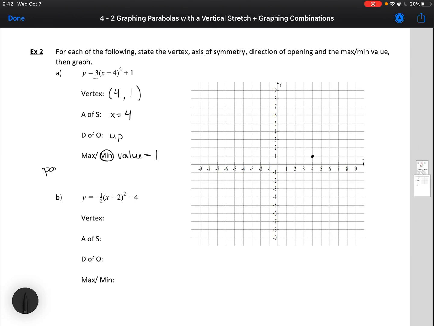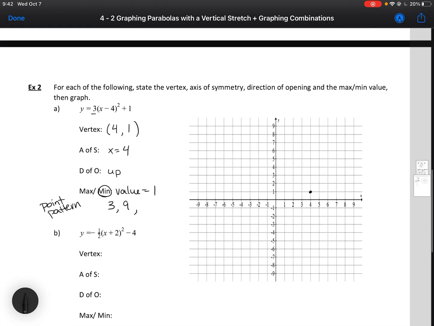So I can plot this by my vertex here, 4, 1. And I know that my a value is 3. So then my point pattern is going to be over 1 up 3, over 1 up 9, and then over 1 up 15. So I would go over 1, up 1, 2, 3 on both sides. From there I would then go over 1, up 9, and then over 1, up 15, and I can't fit those on my graph, so it's okay with just those 3 points. I just know that my parabola is going to be very skinny, going up like that. And I've got y equals 3 times x minus 4 squared plus 1.